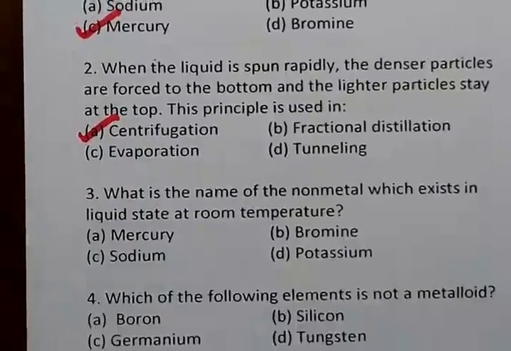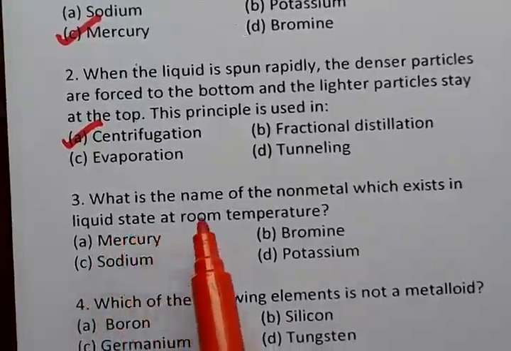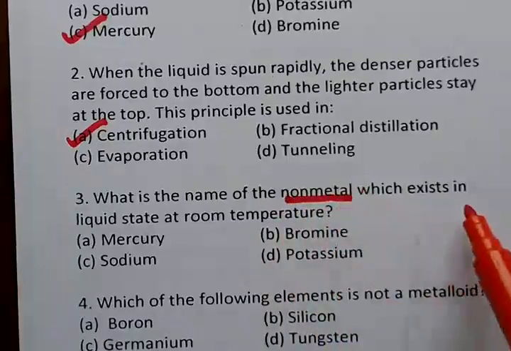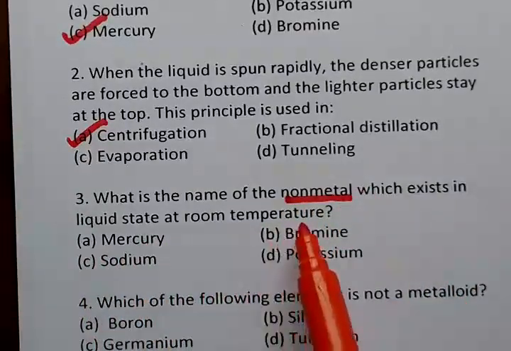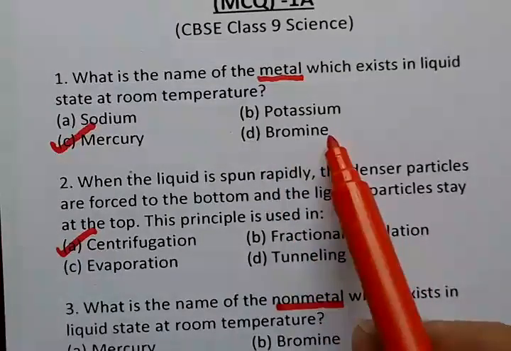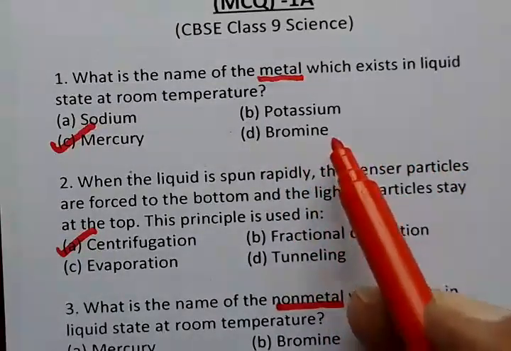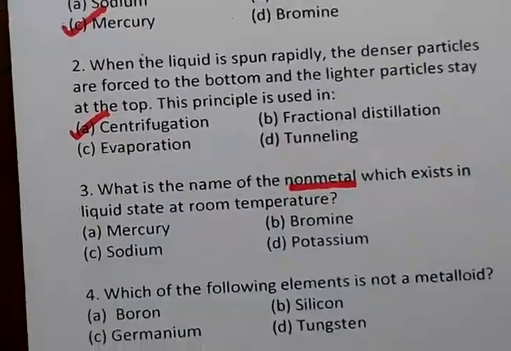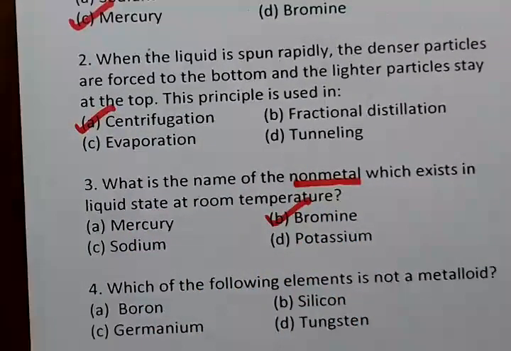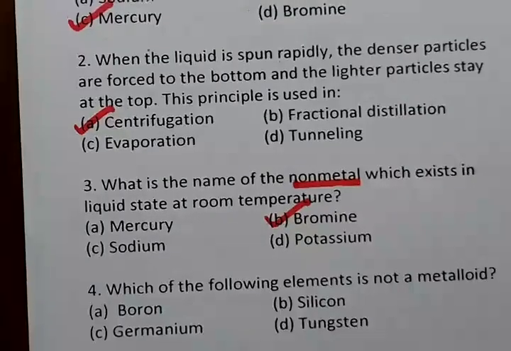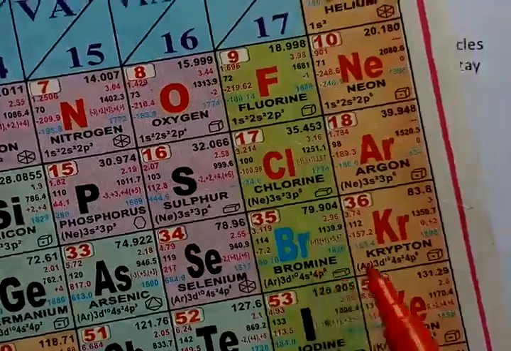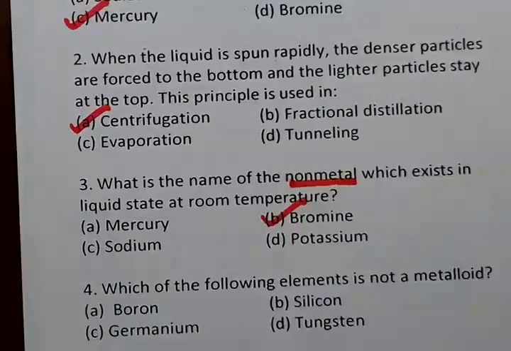So third one. What is the name of the non-metal which exists in liquid state at room temperature? See, here we have seen just now, bromine is a non-metal which exists in liquid state at room temperature. So here, not mercury, we have to take the bromine. Okay. So this I showed. If you want, you can see again. Bromine. Okay.